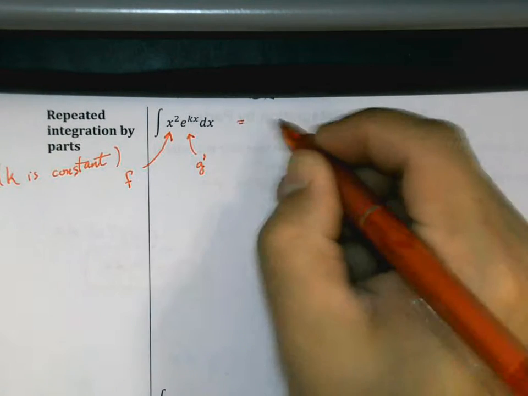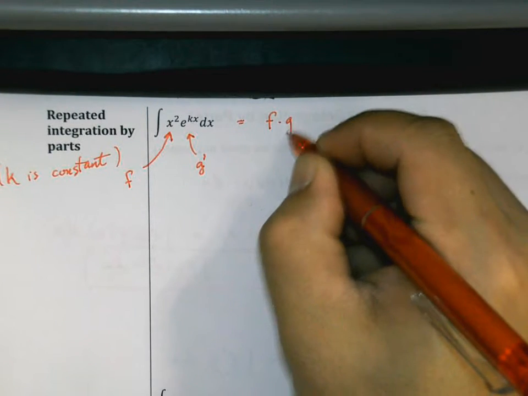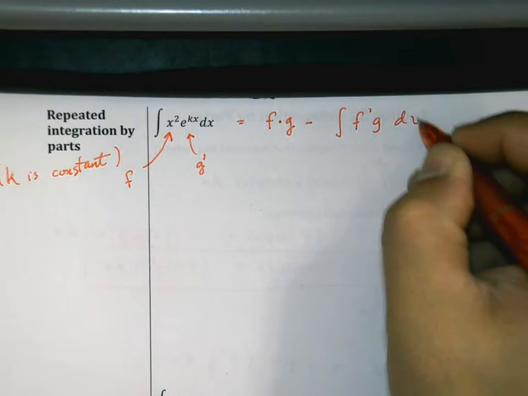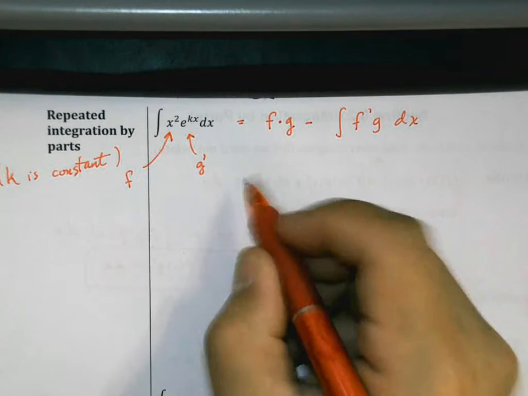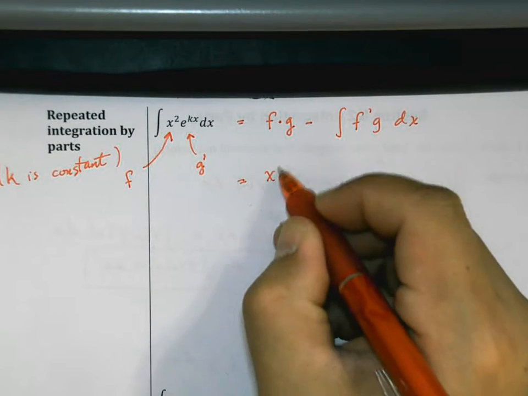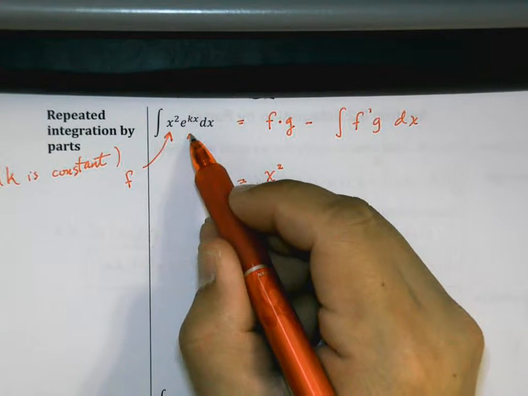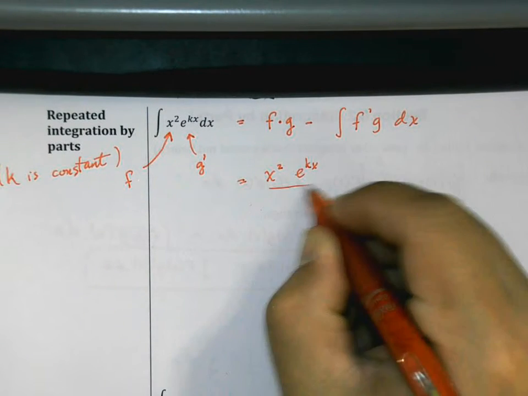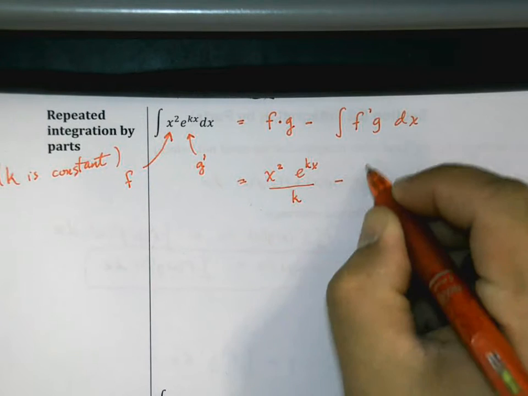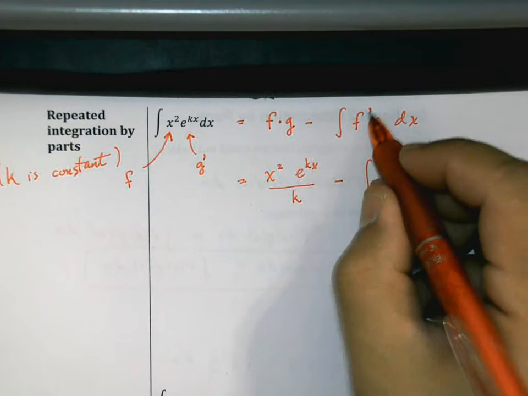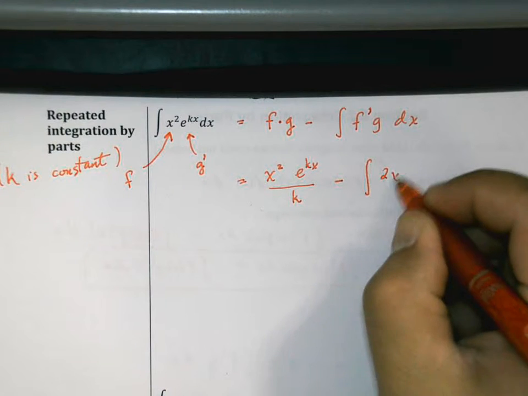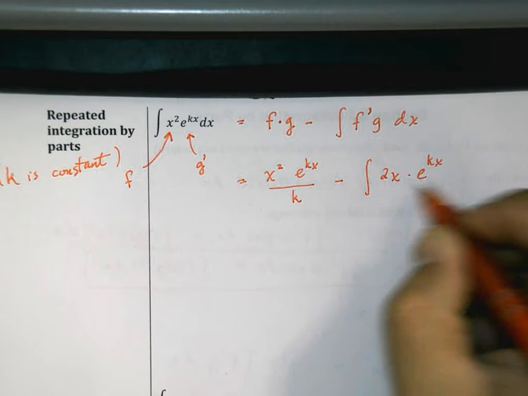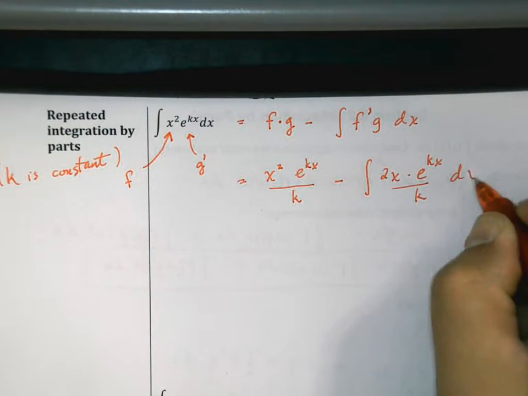So this is equal to, and I'll just write out the work here, f times g minus the antiderivative of f prime g dx. Just plugging in what we have, f is x squared, g is the antiderivative of e to the kx, so that would be e to the kx over k, minus the antiderivative of f prime, which in this case is 2x, times g, which is e to the kx over k dx.